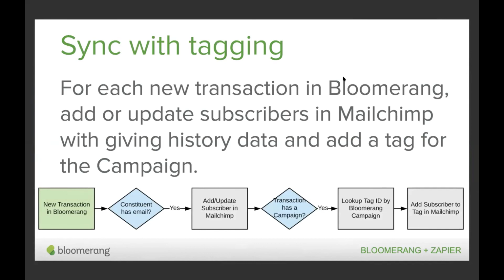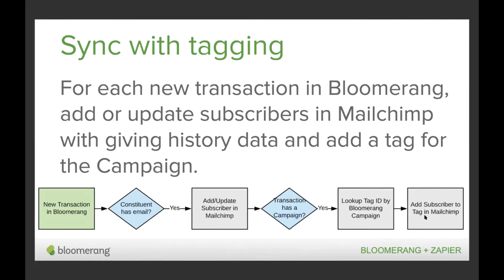For each new transaction in Bloomerang, for constituents who have an email address and who are not opted out, the integration is going to first add or update the subscriber in Mailchimp before looking up the tag ID for the Bloomerang campaign and adding the tag to that subscriber in Mailchimp.